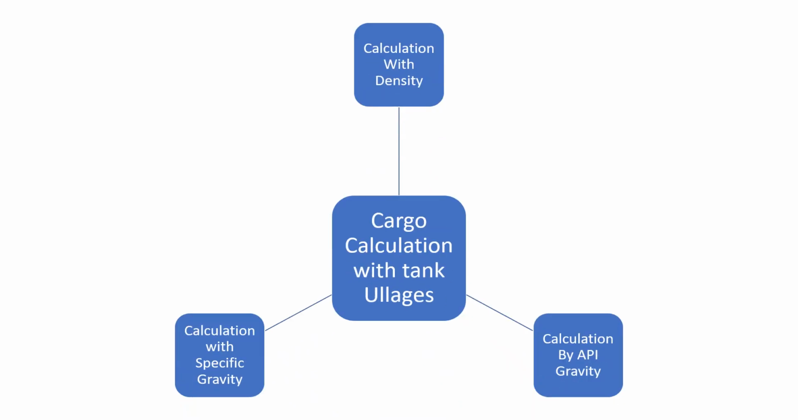So the surveyor normally checks the ullage and calculates the cargo, and while calculating, they use these three methods. The first method is the calculation with density. The second method is calculation with specific gravity. And if you go to the USA, most of the time they use the API method, they take the API gravity and calculate by the API method. Right? We'll discuss all three methods in this lecture.